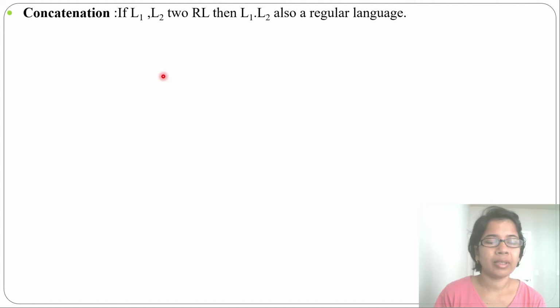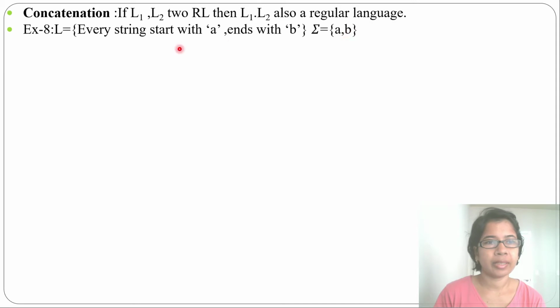Hi, till now in compound automata I discussed union, intersection and difference. Now I'll discuss concatenation. If L1, L2 are regular languages, then L1 concatenation L2 is also a regular language. Let's explain with an example.